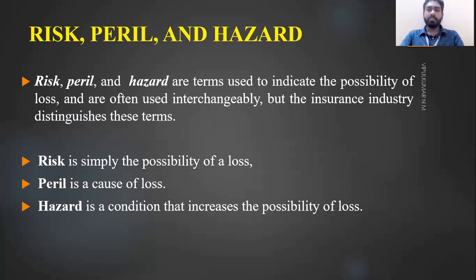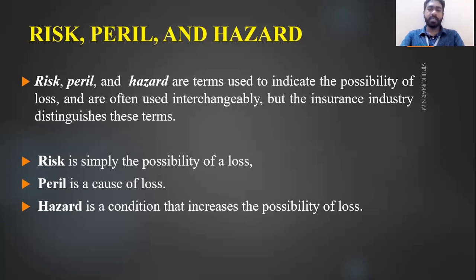Another three aspects: first is risk, then peril and hazard. We often use these terms interchangeably, but there is a difference between these three terms. Risk, peril, and hazards are terms used to indicate the possibility of loss and are often used interchangeably, but the insurance industry distinguishes these terms. In the insurance industry, they have to differentiate these three terms because we cannot use them for the same purpose. We'll see what is risk, what is peril, and what is hazard, and how they differ.